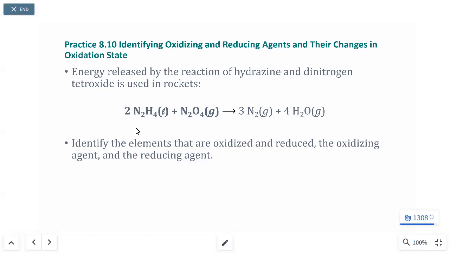So what's going on here? We've got hydrazine reacting with dinitrogen tetroxide to make nitrogen and water vapor. What we want to do is identify what's being oxidized and reduced, and also identify the oxidizing and reducing agents. So the first thing that we need to do in order to identify oxidation and reduction is assign oxidation numbers. By assigning oxidation numbers to every single element in that equation, we can get an idea of where we're starting and where we're ending, and see if there are any changes in the number along the way.